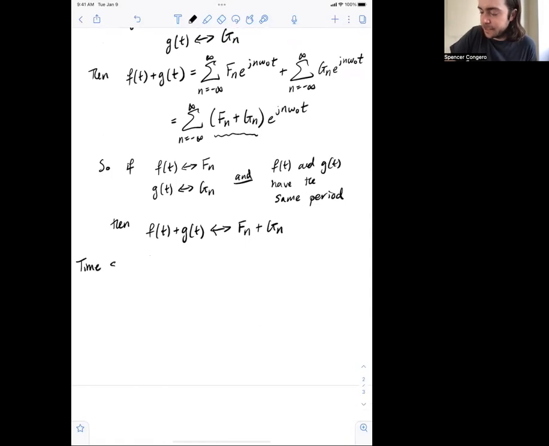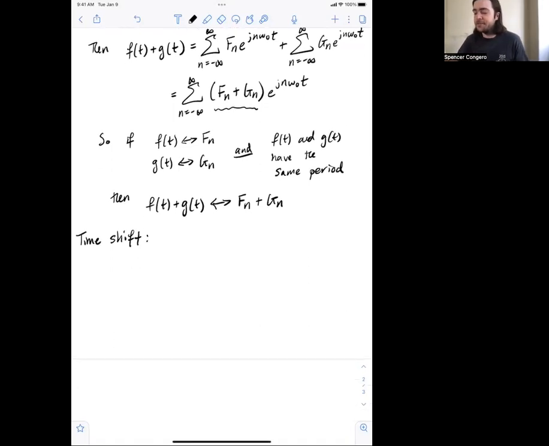Okay, let's do another one. Time shift, we have a whole bunch here. Here's the time shifting property. A lot of these you'll see are very useful in problems as we do more examples, not in this video, but in the subsequent course of the class. So what happens when we time shift our original function? We have f of t minus t naught. So we're going to apply some time shift to our f.